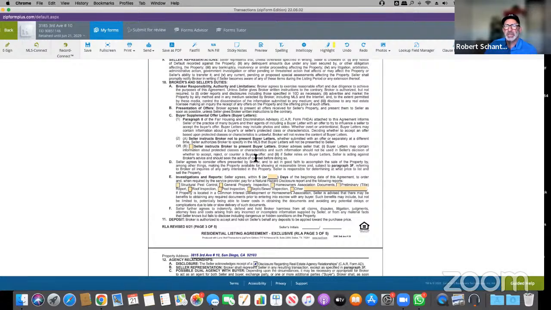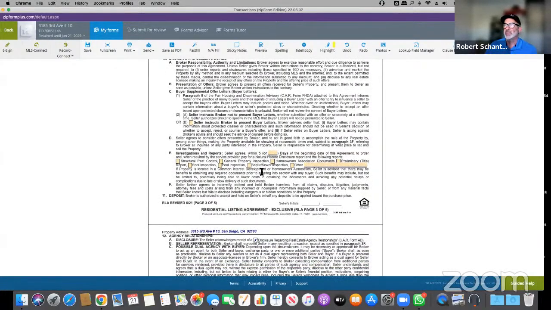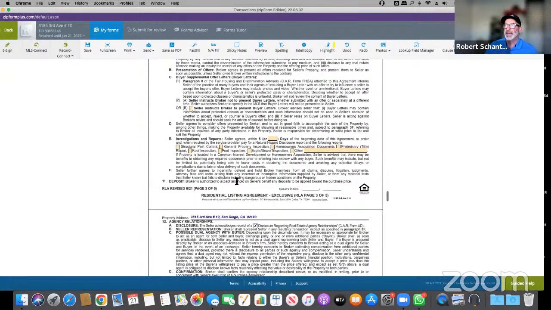So this section 10C2 instructs the broker to, it's templated for the broker to not present these buyer love letters, or you can check box B, where you instruct the broker to present the letters. But you need to have a conversation with the seller about what the potential fair housing violation could be if you accept an offer where someone sent a love letter and that love letter was laced with fair housing violations.